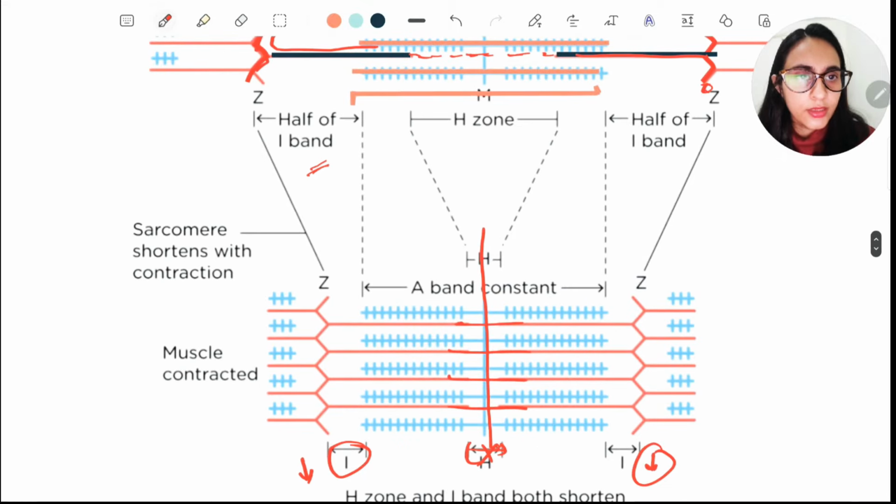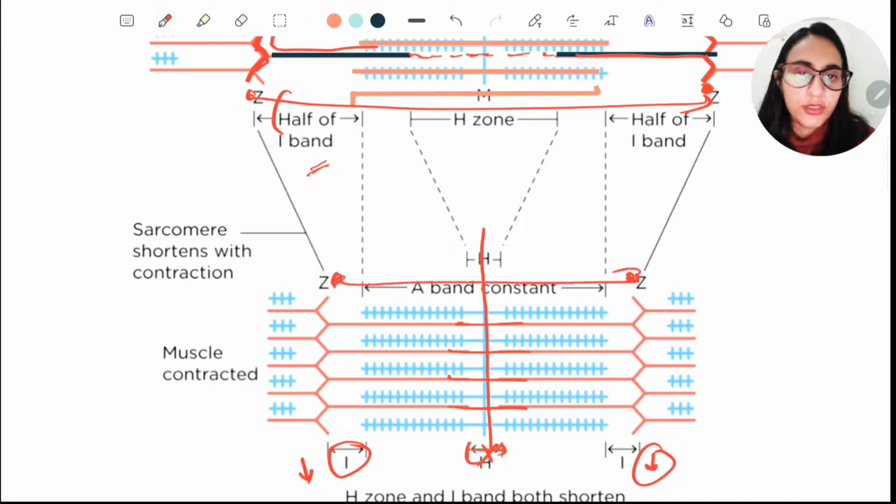Now earlier, this was the distance between two Z lines. Here the distance between two Z lines is shortened when the muscle contracts. That is why when the muscle contracts, earlier if this was the size of the muscle, it shrinks in size. So the whole sarcomere in the muscle shrinks in size, and as a result of that, the muscle contraction or shortening of the muscle takes place.